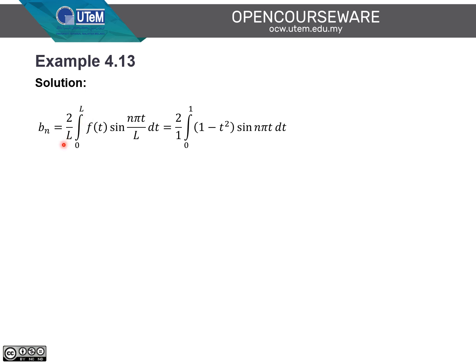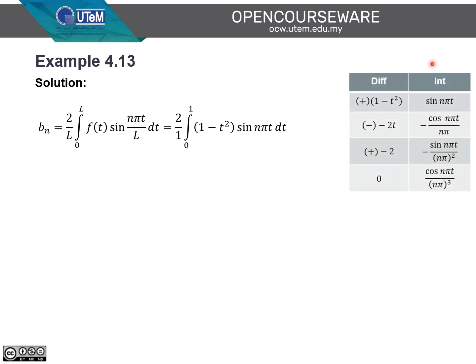Substitute the value of L equals 1 and the function f(t) equals 1 minus t squared into the formula. In order to solve the integration, we need to use the integration by parts method or the tabular method. Here is the table of the tabular method.